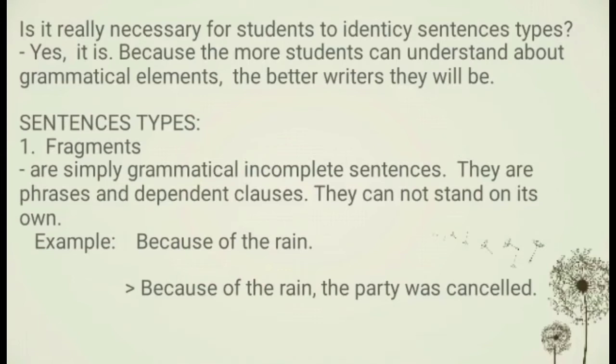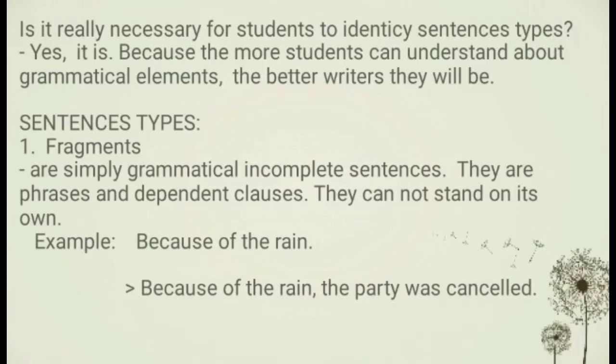Sentence types. In creating a sentence, we must first know what fragments are. Fragments are simply grammatically incomplete sentences. They are phrases and dependent clauses. They cannot stand on their own. For example, because of the rain. On its own, because of the rain doesn't form a complete thought. It leaves us wondering what happened because of the rain. To complete it, we need further explanation.